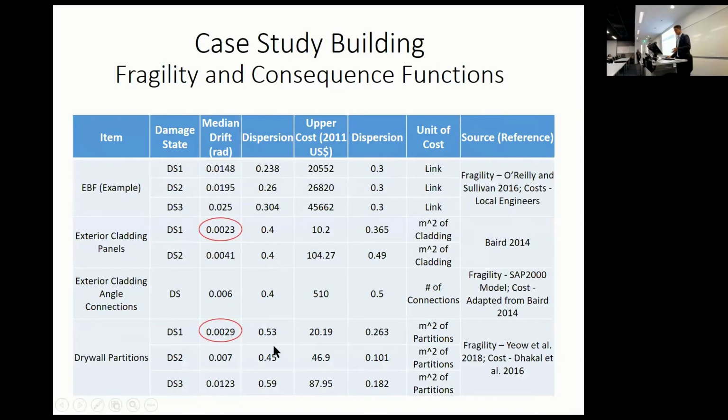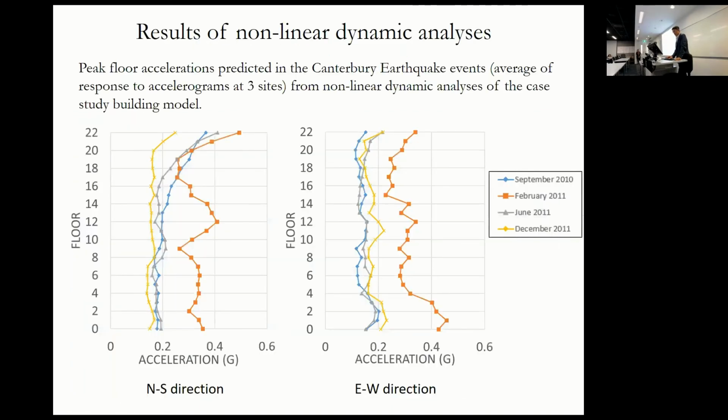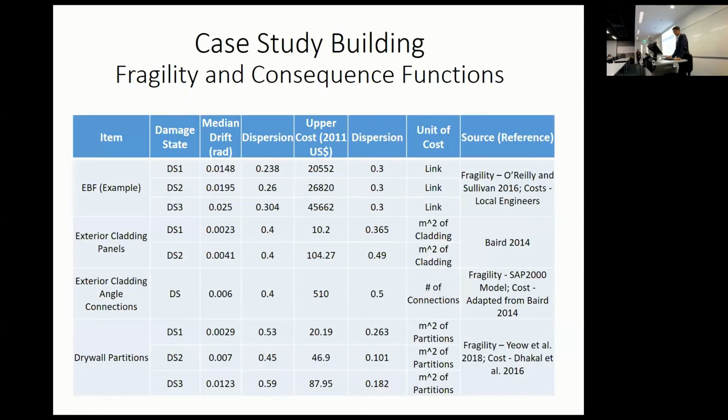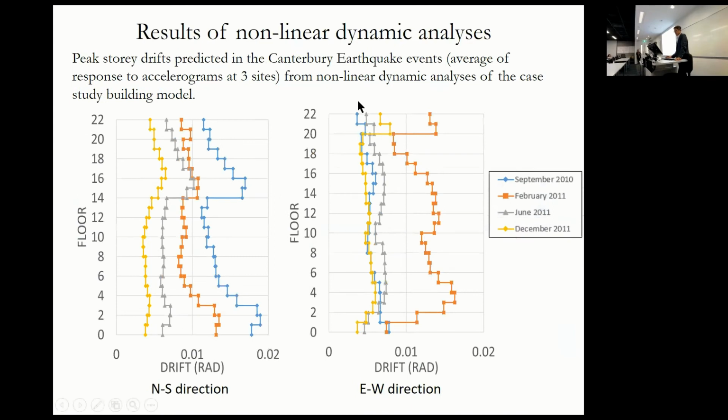I'll point out two here, the exterior cladding panels. There are fragility functions developed by Beard which suggest that cladding panels start to get damaged at about 0.2% drift. If you look back a minute, we had Storey drifts, and 0.2% drift is down about here. So you're expecting damage to cladding panels in just about all those four events. Similar for drywall partitions, Storey drifts of about, let's say, 0.3% drift will cause damage and repair requirements. So again, you'd expect significant damage in all four events.